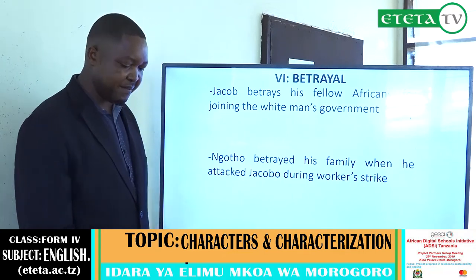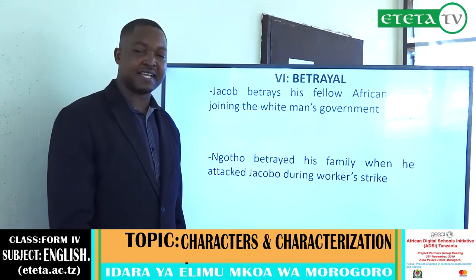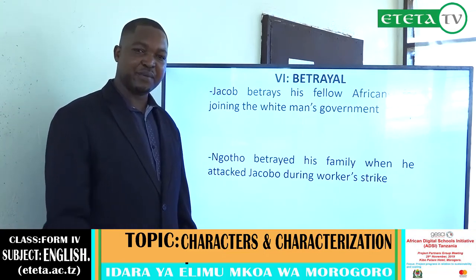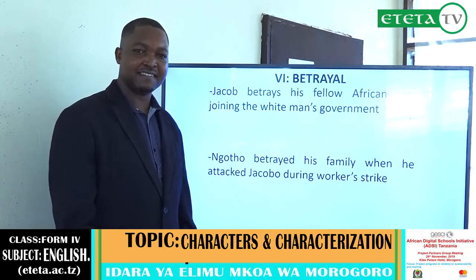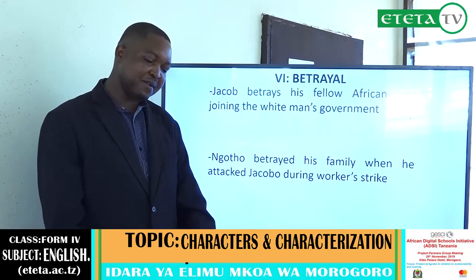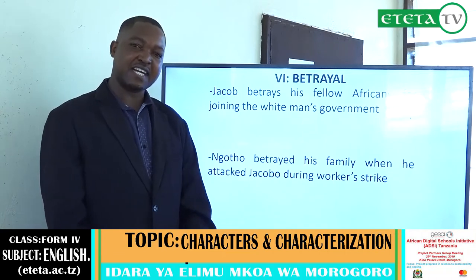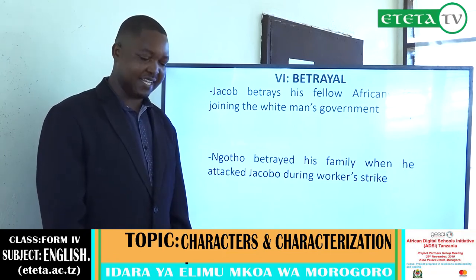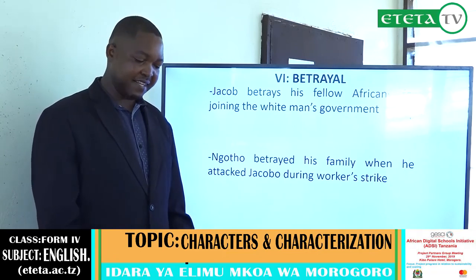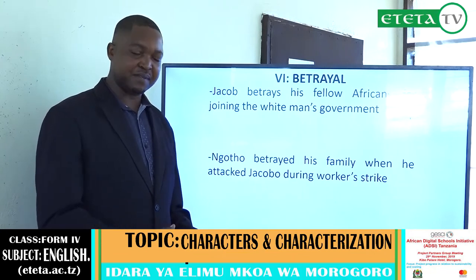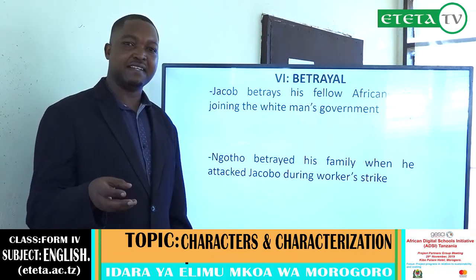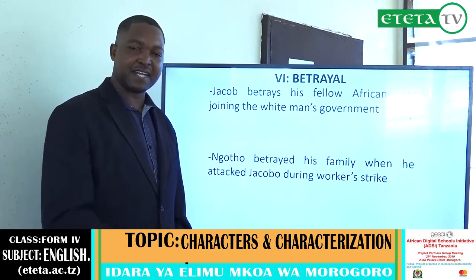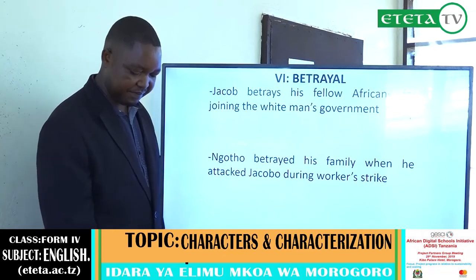Ngoko betrayed his family when he attacked Jacob during the workers' strike. Maybe you can ask yourself, how did Ngoko betray his family? You know the relationship between Mwihaki and Njoroge? They were friends. So by Ngoko betraying Jacob's family, it means he also betrayed Njoroge, his son, because anything done by Ngoko had repercussions on the relationship between Mwihaki and Njoroge. So that is betrayal.